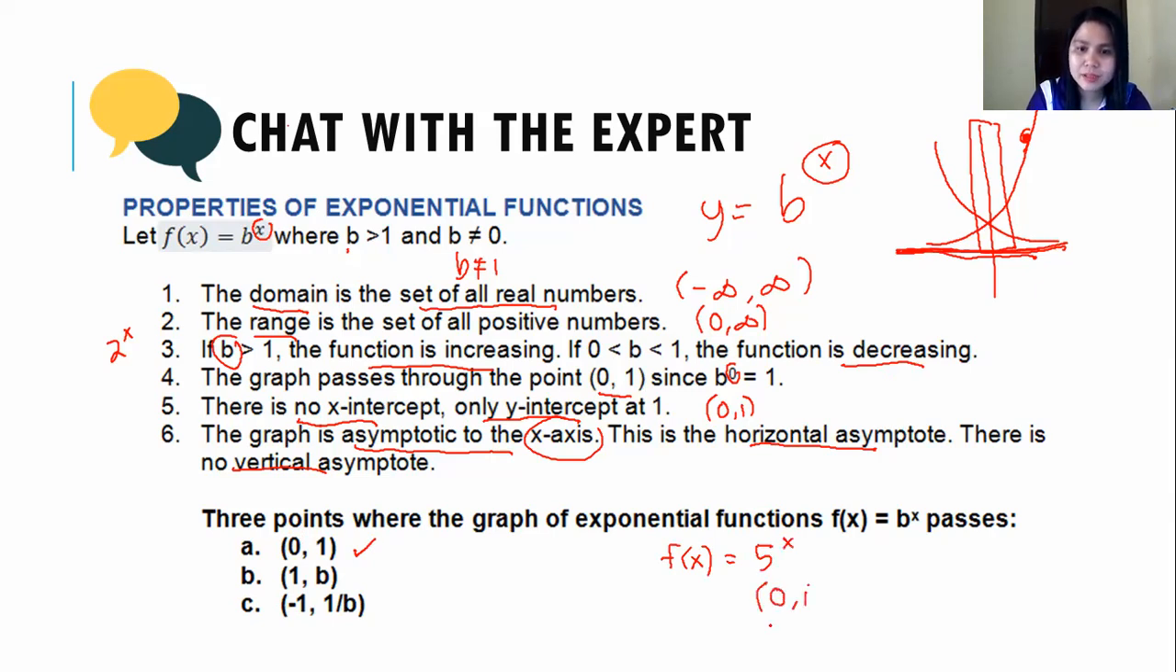The first point is 0, 1. The next is 1, b. And the next is negative 1, 1 over b. So for 1 over 5, that is 3 points. Now let's have 3 examples.